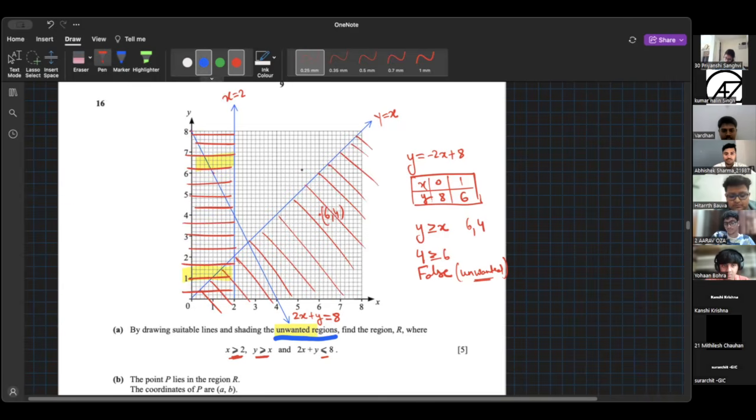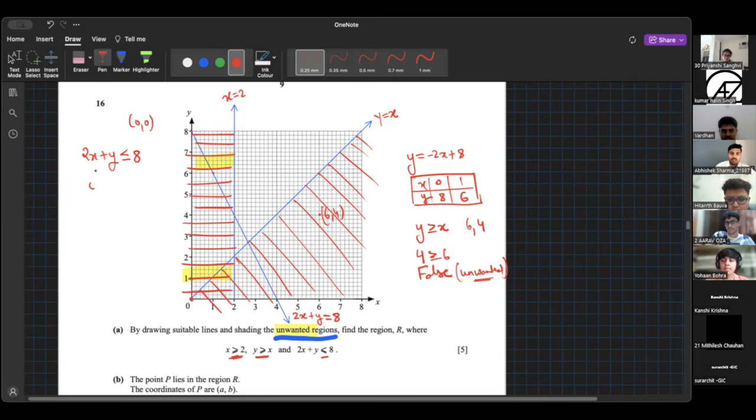Now the third line. The third equation is 2x plus y less than or equal to 8. Eyes on the screen please. The easiest coordinate that we can pick for the third line is (0, 0), because (0, 0) is below the line. So we are picking (0, 0).